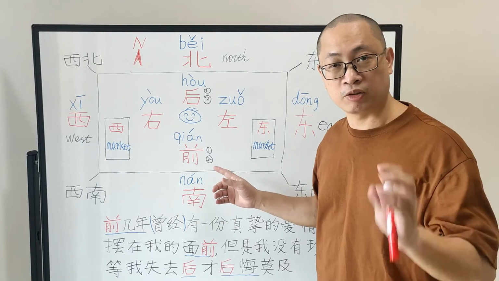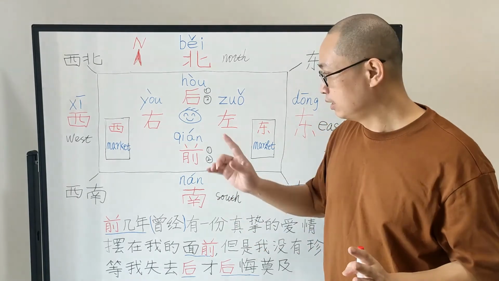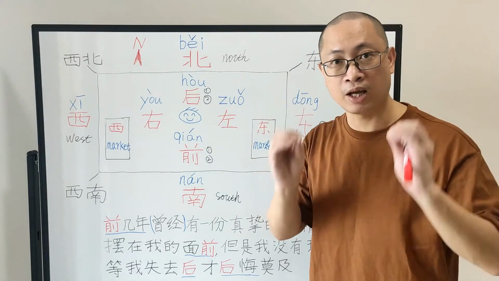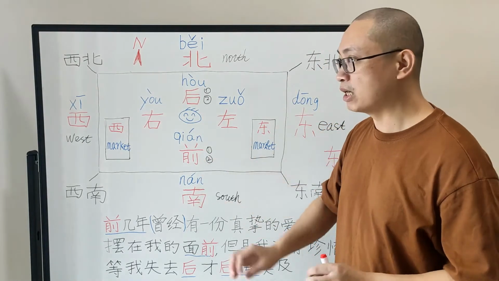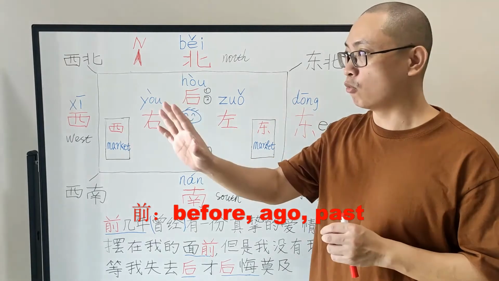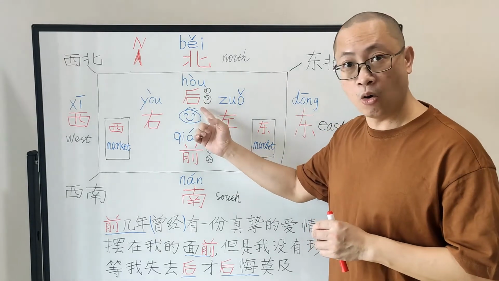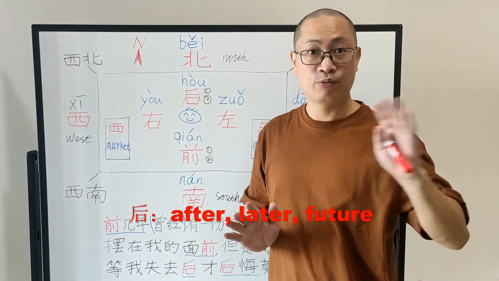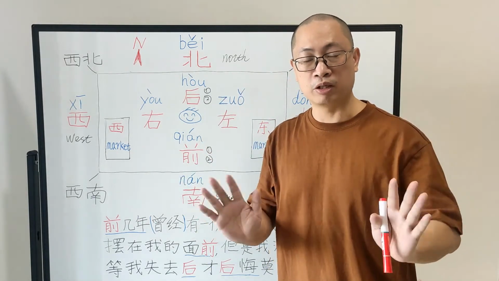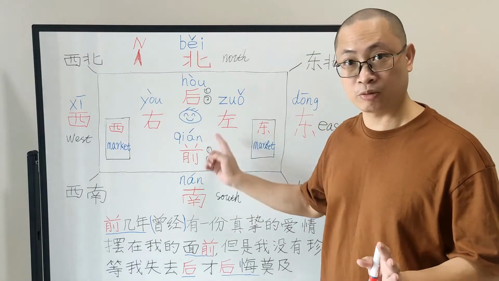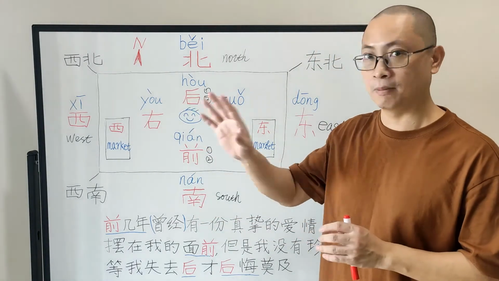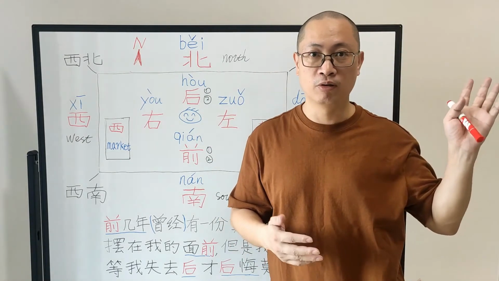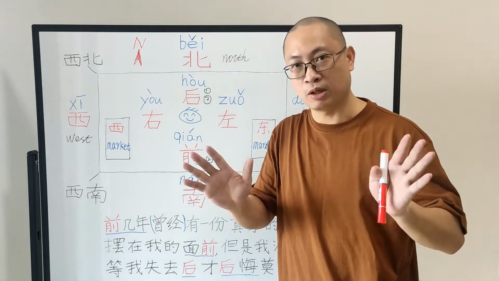And now just pay attention, very important. 前 and hou are something to do with time. 前 means before, ago, past. Hou means after, later, future. Very ridiculous. Front means past. Back means future. Very ridiculous. Hey, just relax.